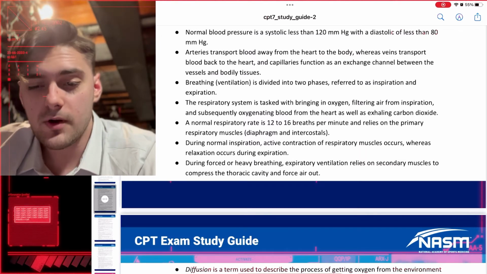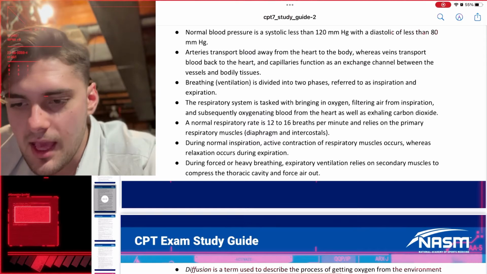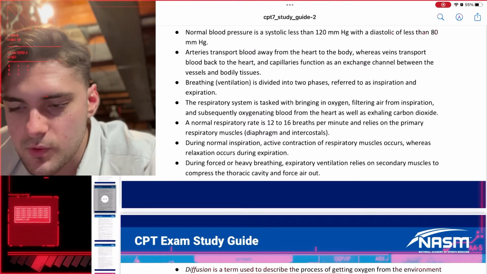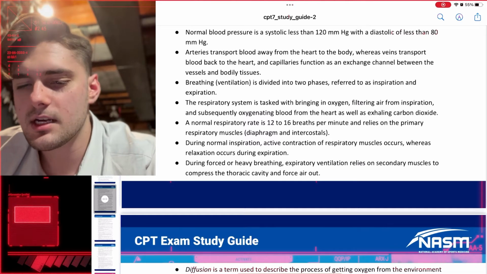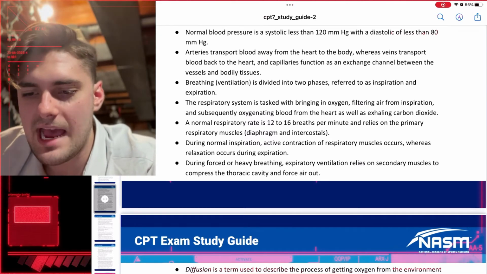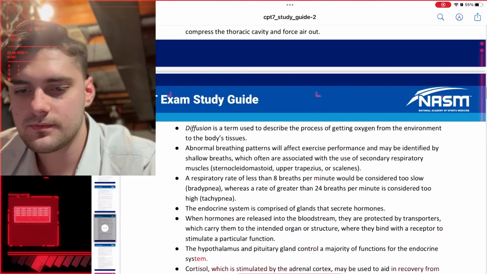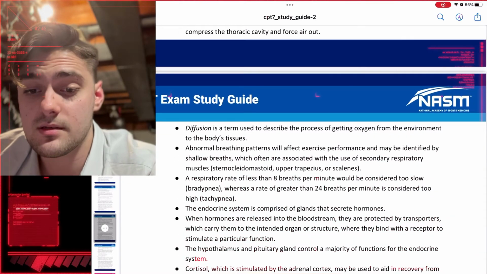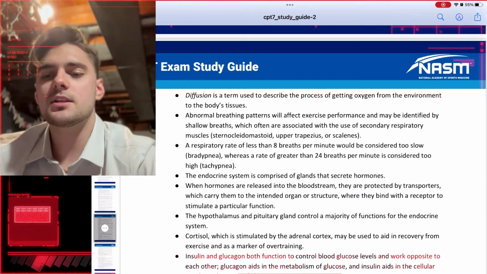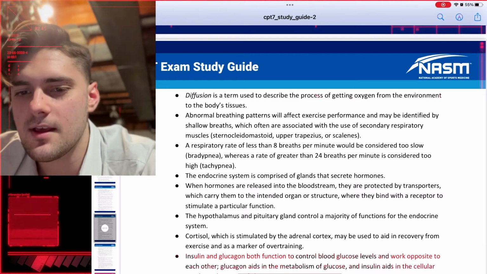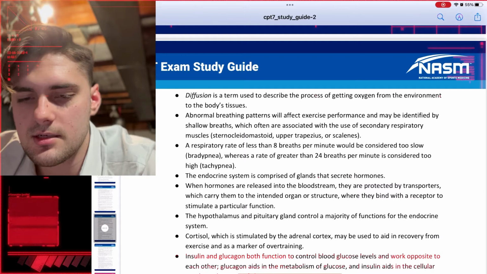Relax. During forced or heavy breathing, expiratory ventilation relies on secondary muscles to compress the thoracic cavity and force air out. Hey, this word is italicized, so probably important. Diffusion is a term used to describe the process of getting oxygen from the environment to the body tissues.